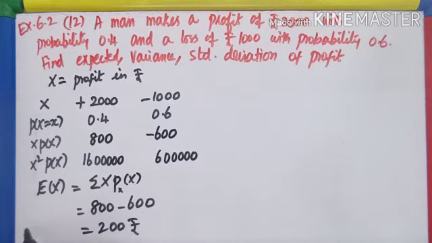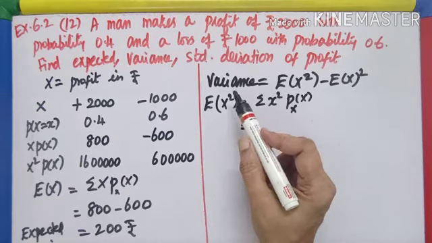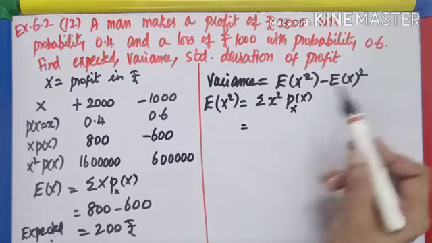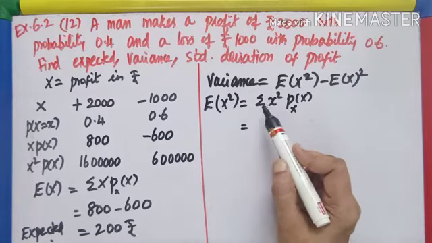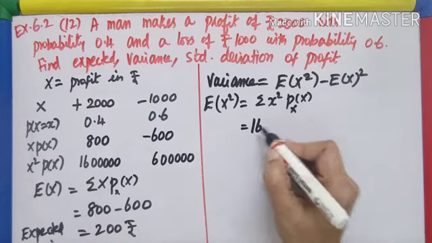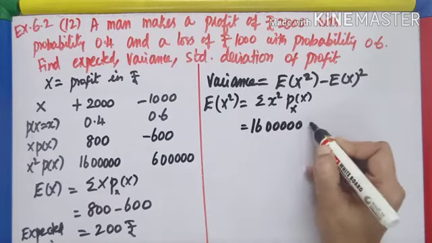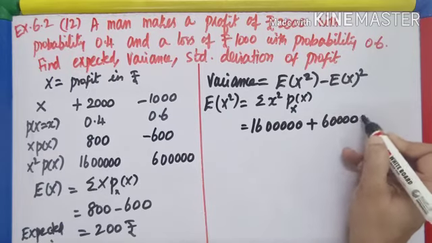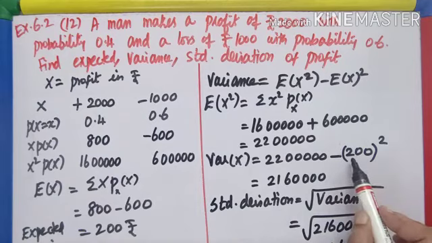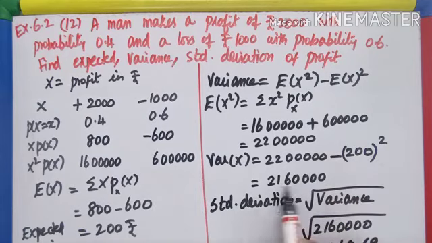So the expected gain is rupees 800 minus 600, that is 200. Variance is equal to E of x square minus E of x the whole square. We need to find E of x square, that is sigma x square p of x. Adding these two, it is... 200 square is 40,000. As I subtract, I get this answer.